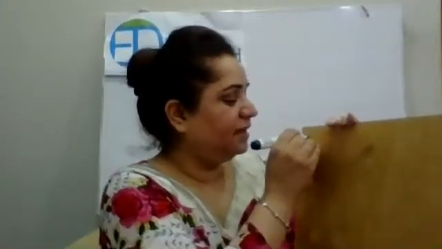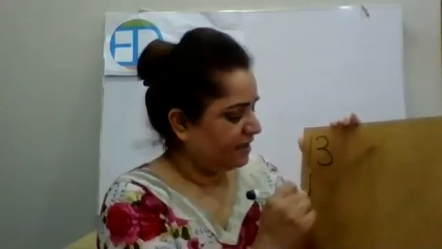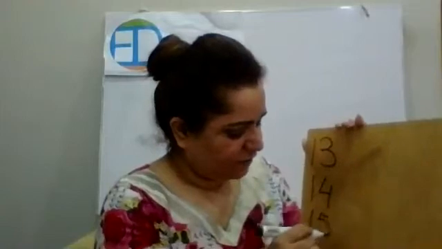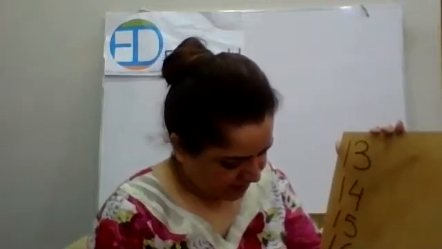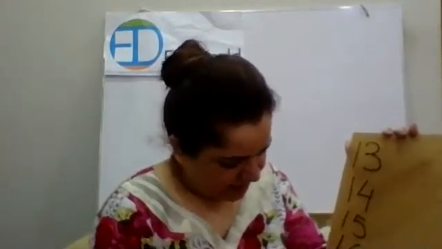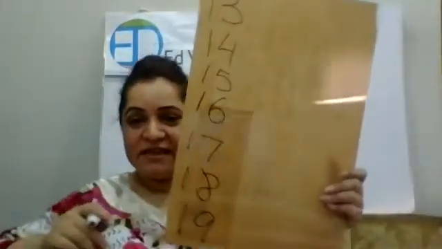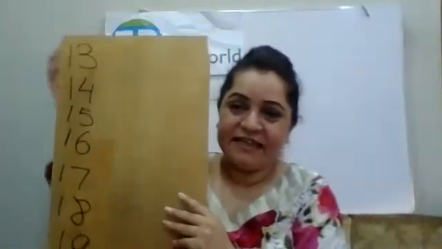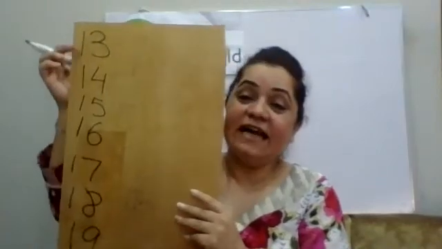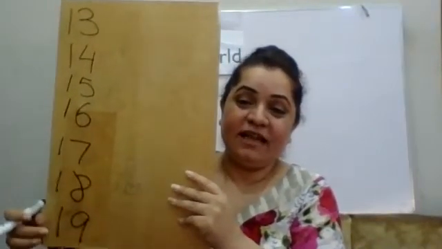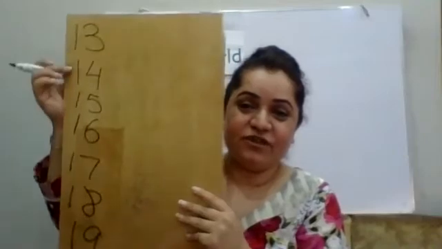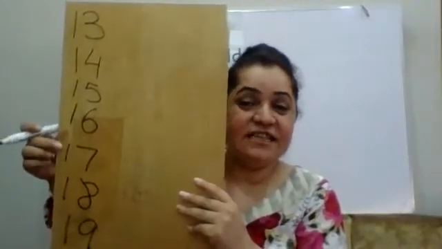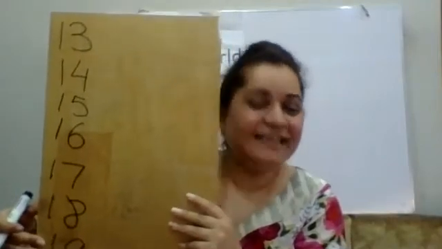It was teen numbers. So I'm going to write them again on the board, and they are 13, 14, 15, 16, 17, 18, and 19. Remember we did this yesterday? All the teen numbers have 1 over here and the second digit changes.